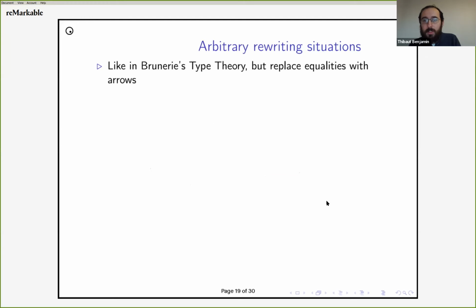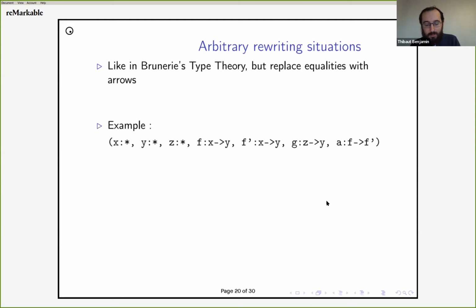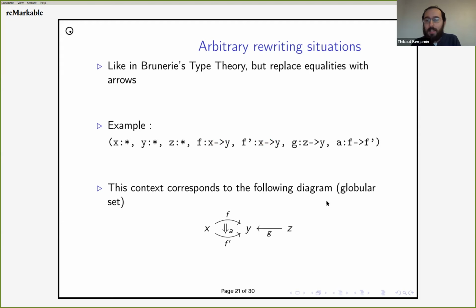So first, let me show you what contexts may look like. In Brunerie's type theory, we had equalities. So just replace them with rewriting relations. Here I've taken the same context, except that I've replaced all the equal signs by this arrow sign to indicate that they are directed, but formally it's exactly the same. And I'll draw it the exact same way, except that I replace the equal relations by arrow relations. And here I draw a two-dimensional arrow to signify that it's a two-cell.